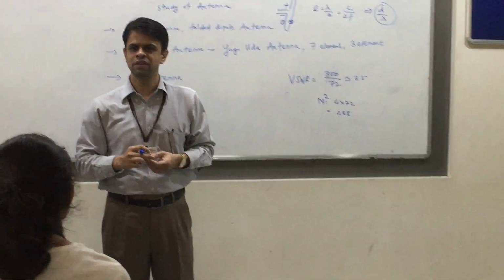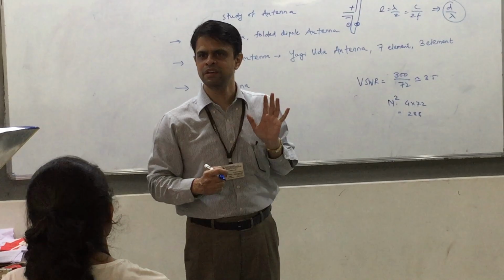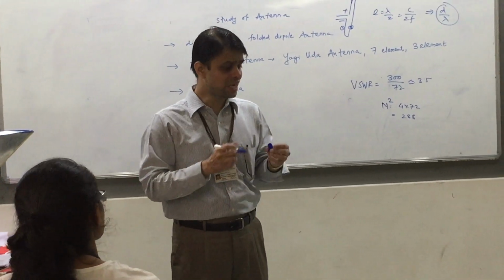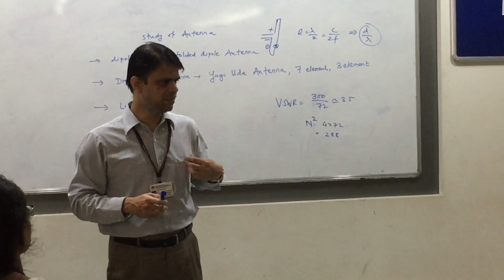Right? 288. Yes, sir. So 300 divided by 288, somewhere around 1.2 or something. So VSWR is acceptable. So that's why the folded dipole antenna was developed. Okay, so that you are going to study.